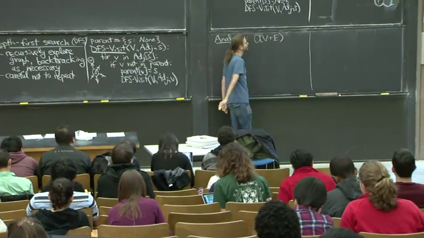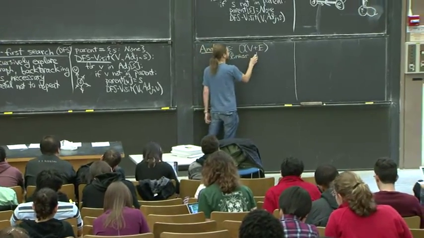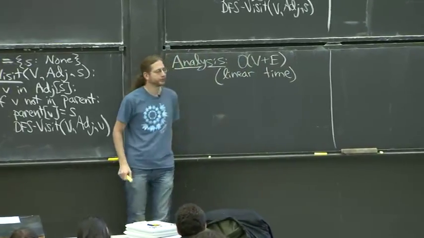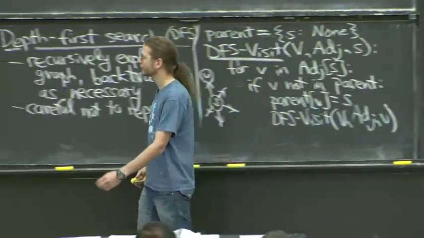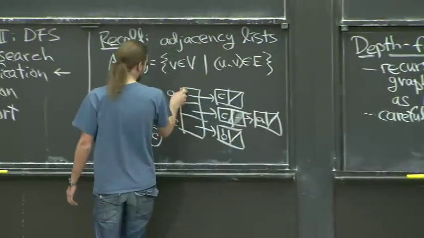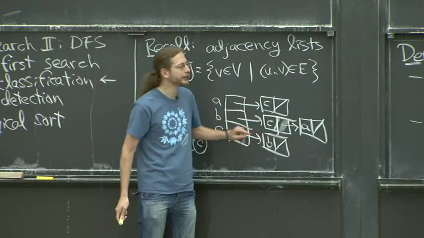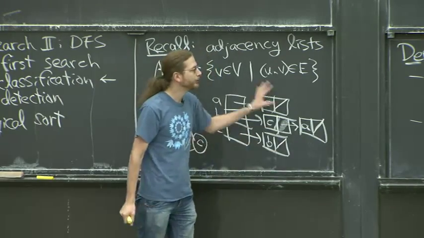It's linear time, just like BFS. This is what we call linear time, because this is the size of the input. It's theta V plus E for the whole thing. The size of the input was V plus E. We needed V slots in an array, plus we needed E items in these linked lists, one for each edge. We have to traverse that whole structure.